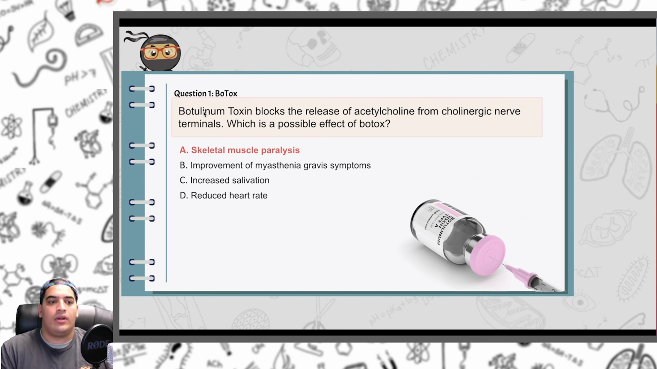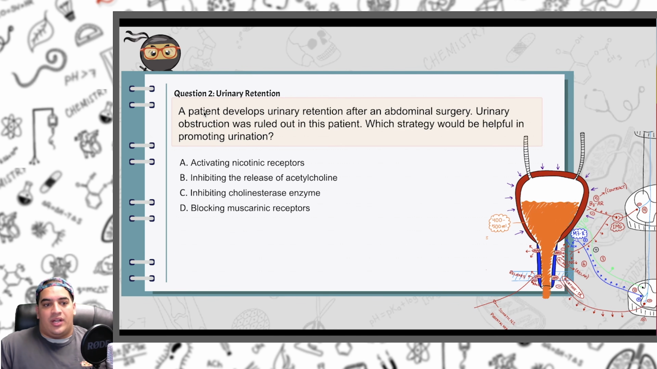All right, beautiful. Next situation here is we have a patient who develops urinary retention after an abdominal surgery. So they have a post-op urinary retention. An obstruction was completely ruled out as a cause for their retention. Which strategy would be helpful in promoting urination? Well, you have to remember, again, there's different types of receptors. In this case, the bladder is what's called a smooth muscle. And so when we think about smooth muscle, we know that there are specific types of receptors.